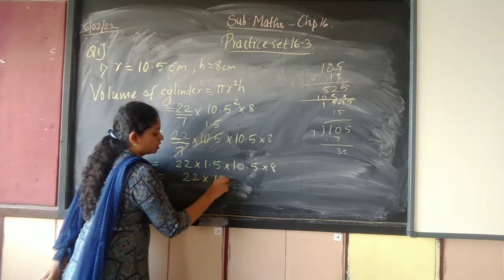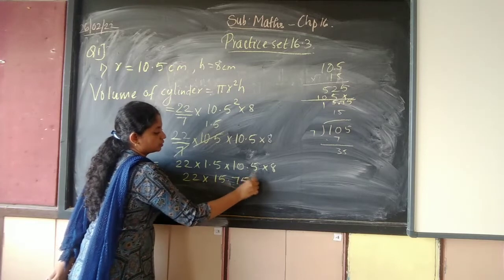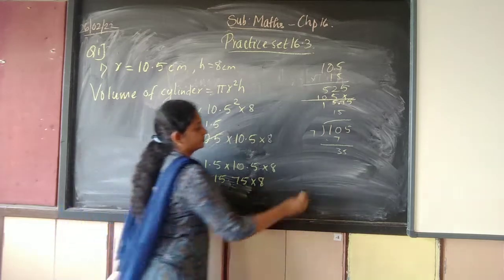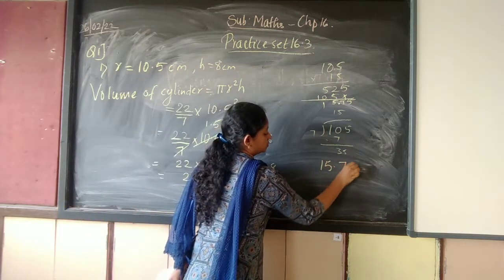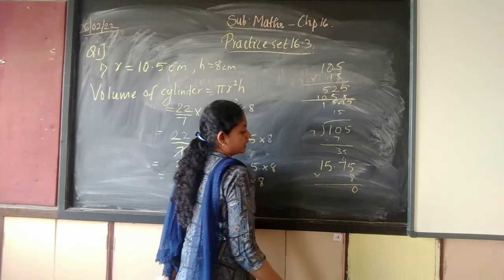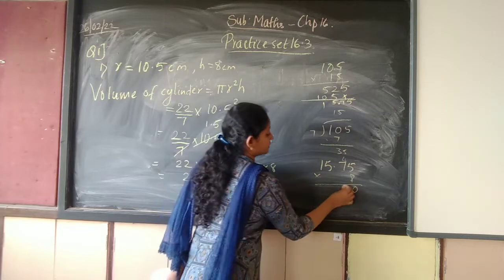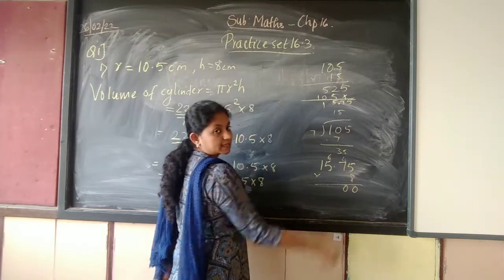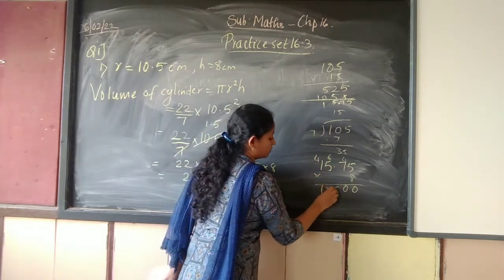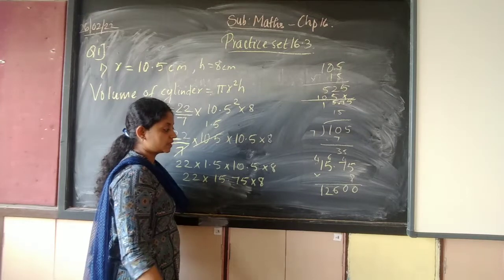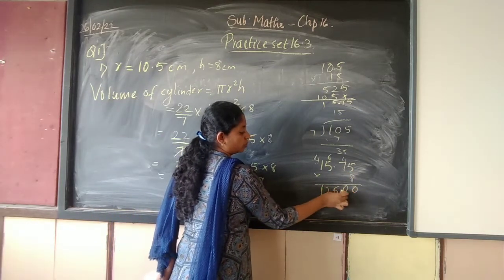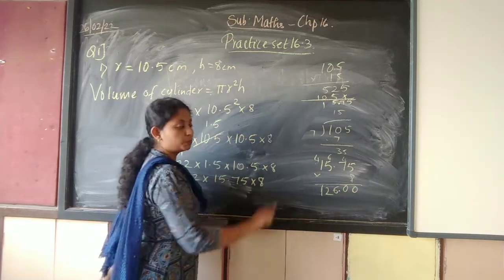22 into 15.75 into 8. Multiply 15.75 into 8. You will get 8 5s are 40, 7 8s are 56 plus 4, you will get 60, 8 5s are 40 plus 6, 46, 8 1s are 8 plus 4, 12. What you are getting? 12,600. Decimal point before two numbers. So what you are getting? After decimal point it is 0, 0.